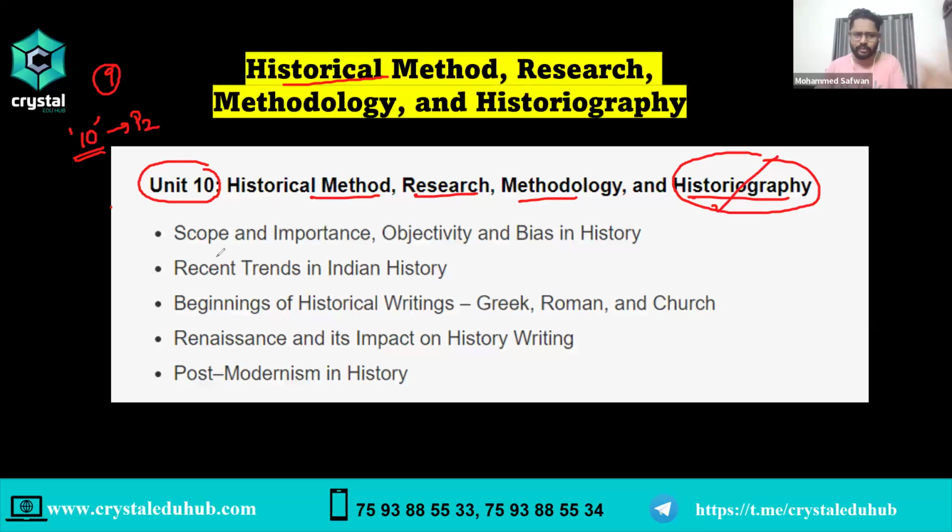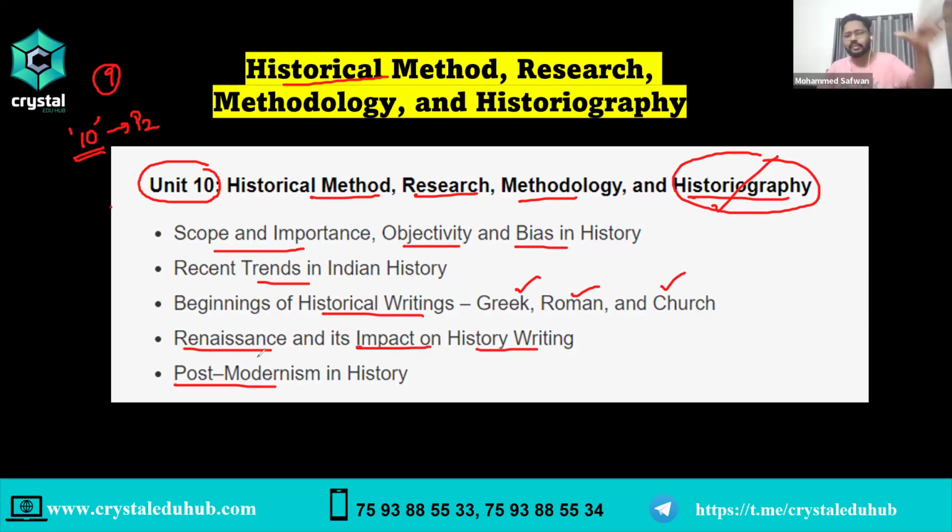In your syllabus, you have the scope and importance of historiography, objectivity and bias in history, and recent trends in Indian history, meaning the different schools. Then the beginning of historical writing, the early writing, Greek, Roman, and church historiography differences. Different periodical historiography methods or historical methods. Then the Renaissance, 15th century onwards, and its impact on historical writing. Then postmodernism in history. These are some of the very important syllabus topics.